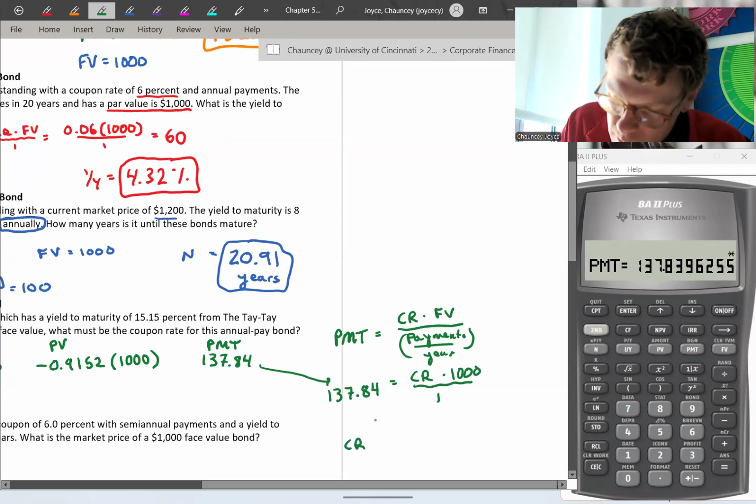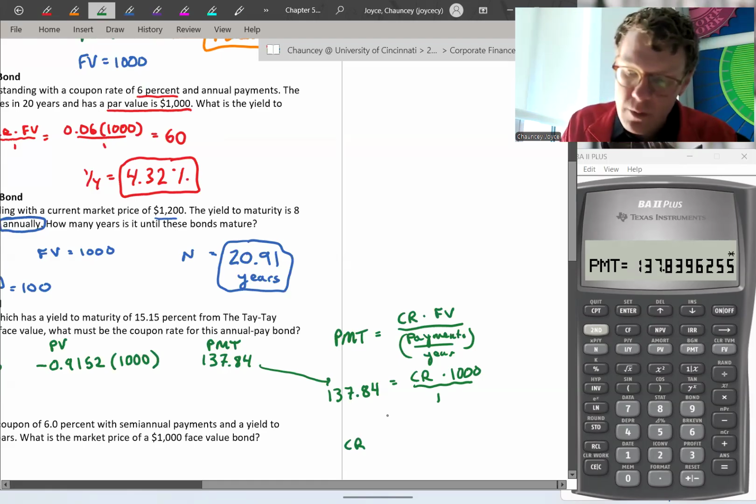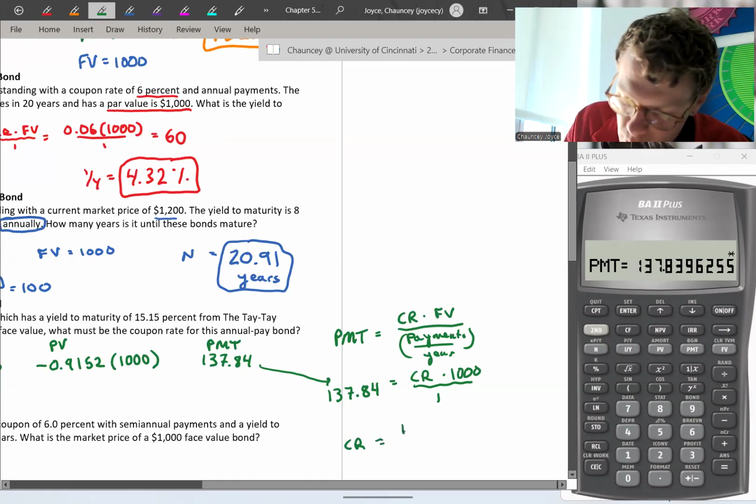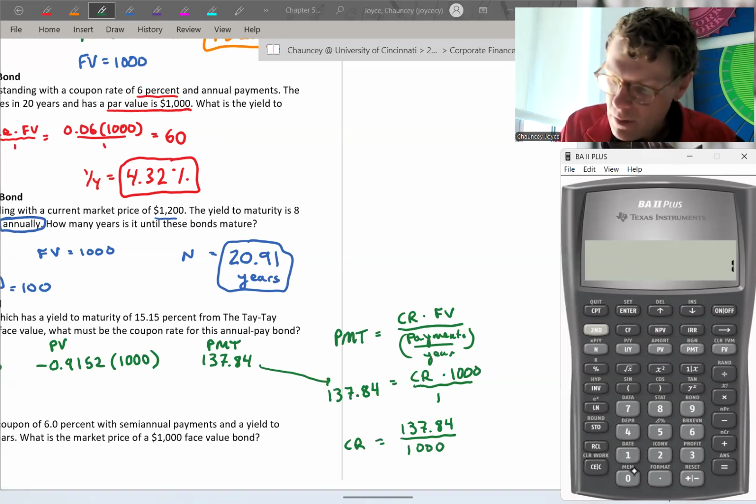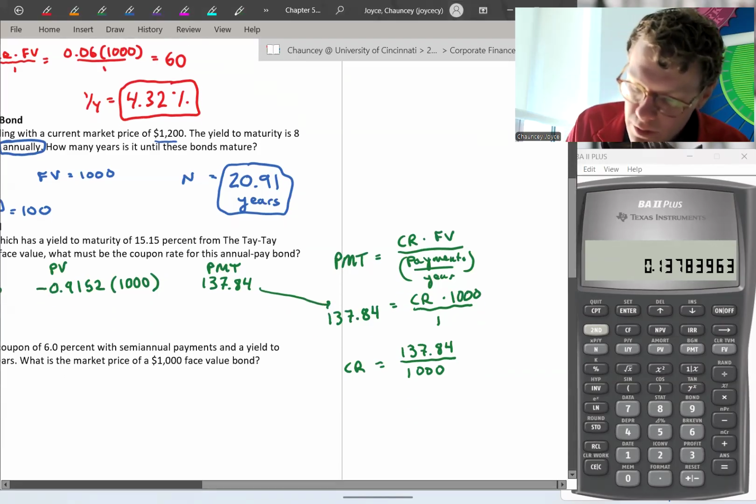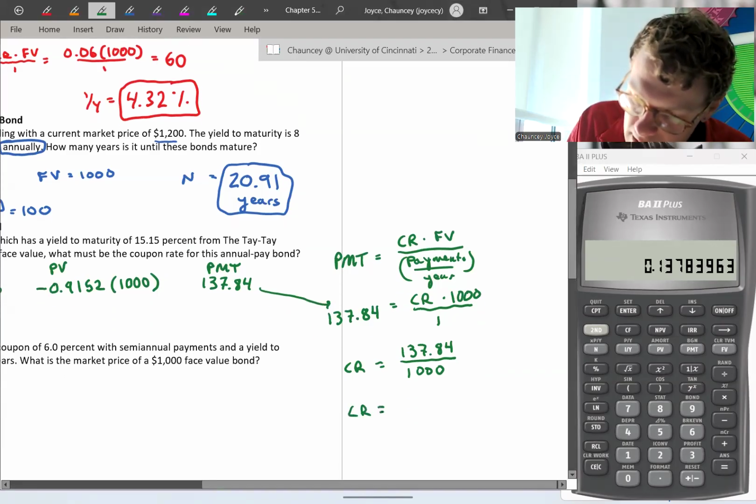If we rearrange, cross multiply both sides by 1, then divide both sides by 1,000, you'll see that the coupon rate will come out to $137.84 over 1,000. So just divide this answer by 1,000, and you'll get that as a percentage. So your coupon rate in this case is 13.78%.